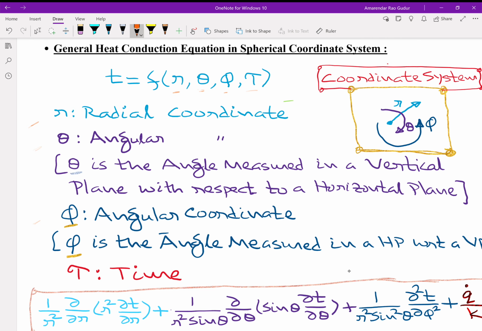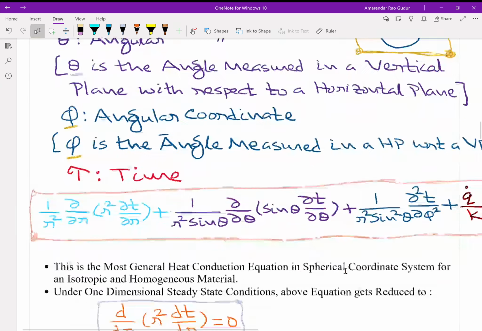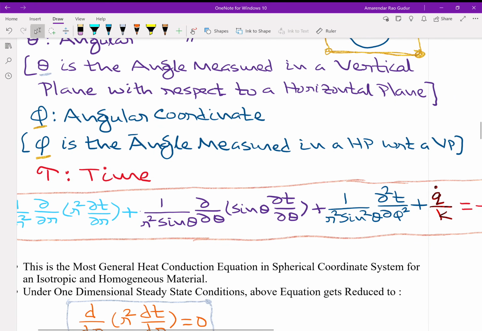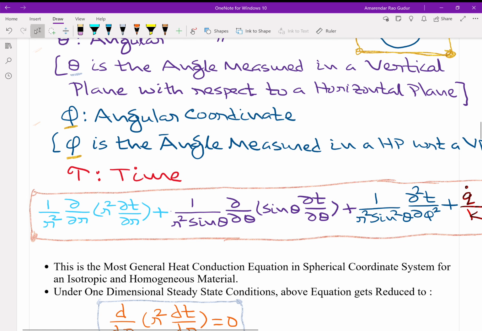Theta is the angle measured in a vertical plane with respect to a horizontal plane, which means that it is the vertical angle which will be available in the front. And phi is also the angular coordinate, but phi is the angle measured in a horizontal plane with respect to a vertical plane, which means that this angle indicates the width of the point which will be available from the top view. This we call the azimuth. And of course tau represents the time.